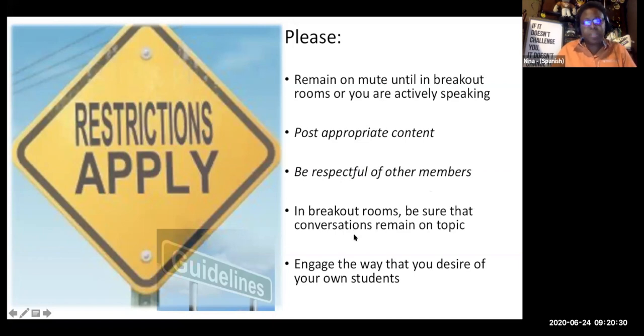In breakout rooms, please be sure that the conversations remain on topic. There's a lot of stuff going on in the world. We're adults and we have a lot of things going on in our own worlds. We're in our homes right now. I get it. I am in my house too. I've got two college-age kiddos who are doing stuff. My husband's at work and we've got two dogs. So I get there's distractions. But if you would make sure that you are fully present in this time that we're together, that will help you to get what you need from this experience, as well as the person that you're going to be working with and the larger group of us.